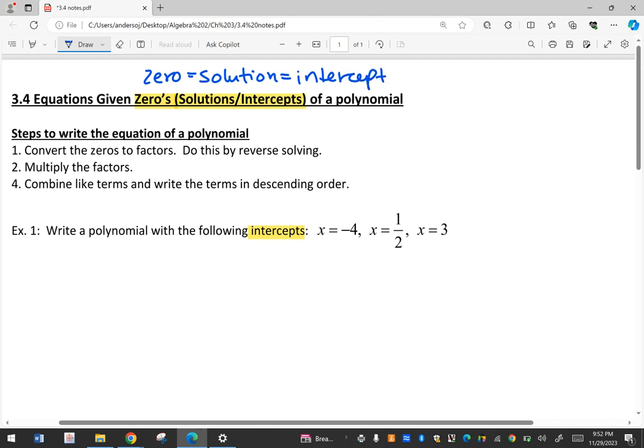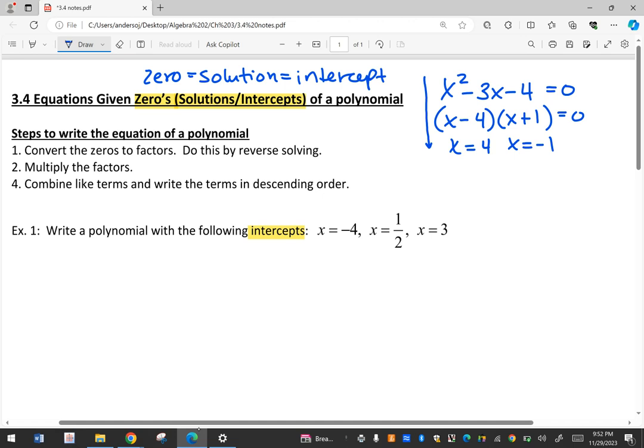Before we get started in the lesson, I want to go back and review a couple of things. First off, if I gave you the equation x squared minus 3x minus 4, and I asked you to factor that, you would give me x minus 4 and x plus 1. If I asked you to solve that, you would then tell me that x equals positive 4 and x equals negative 1.